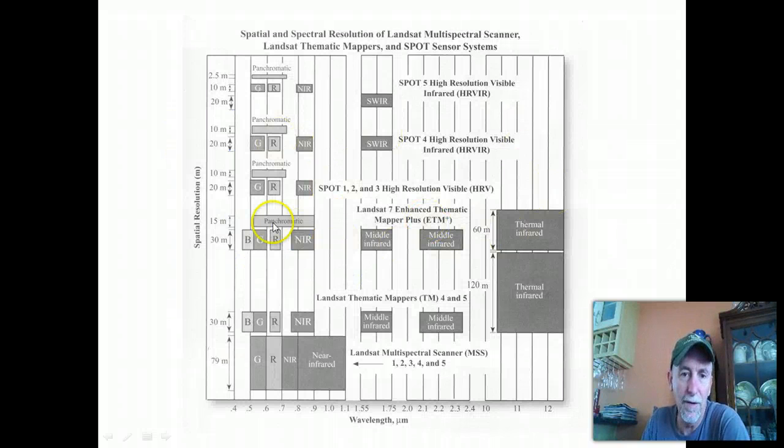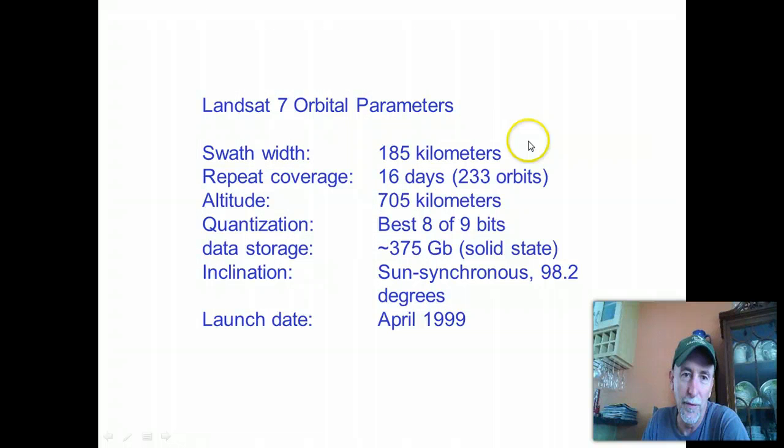This is a nice chart that compares the spatial resolution and the spectral resolution in terms of wavelength of all of the scanners in the Landsat program, all the digital scanners in the Landsat program, the MSS, the TM on Landsat 4 and 5, and then the Landsat 7 ETM plus Enhanced Thematic Mapper, and then it compares it to the SPOT satellites, or a number of the SPOT satellites from the French program. Again, this is a useful diagram for us.